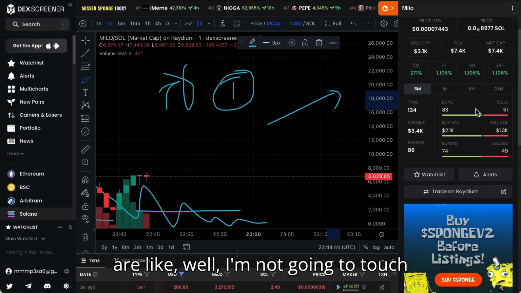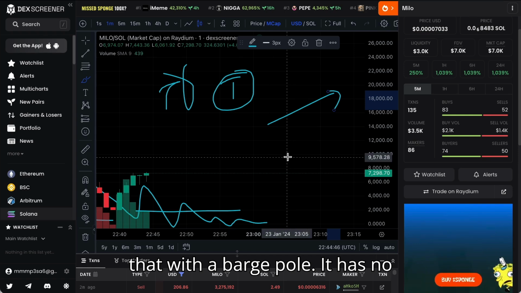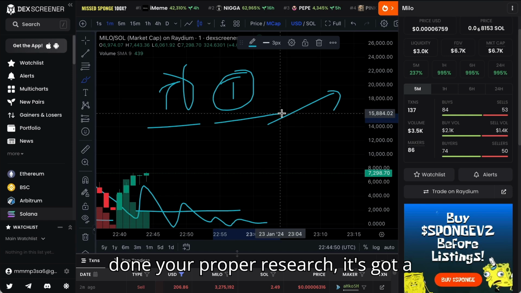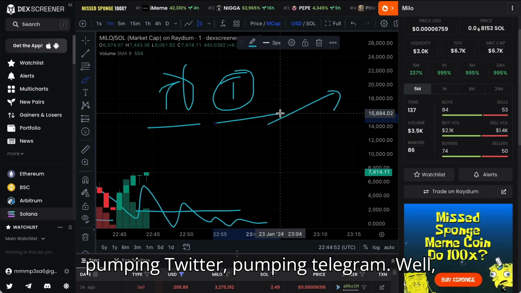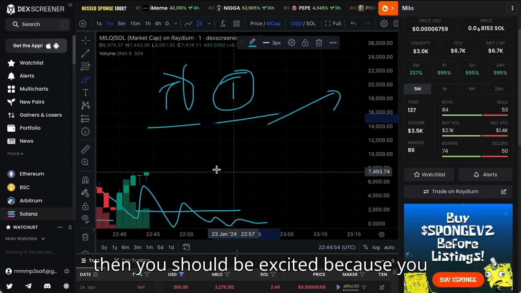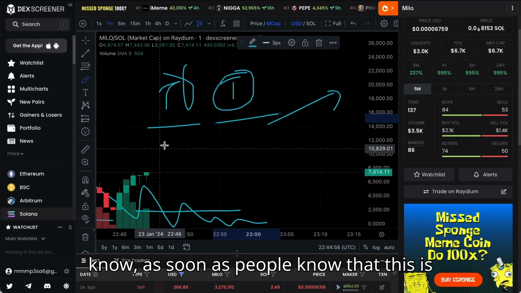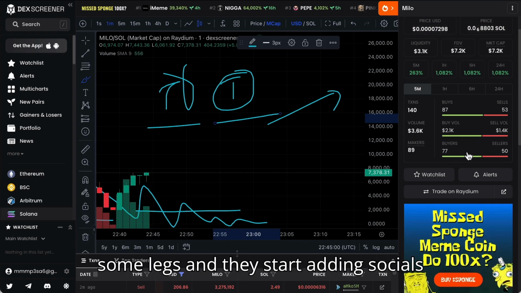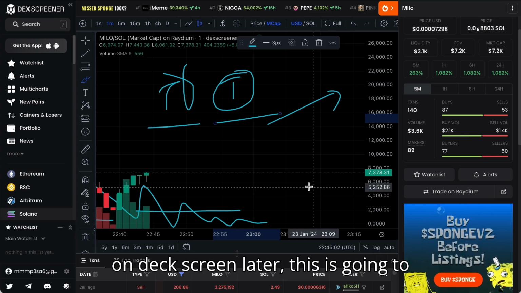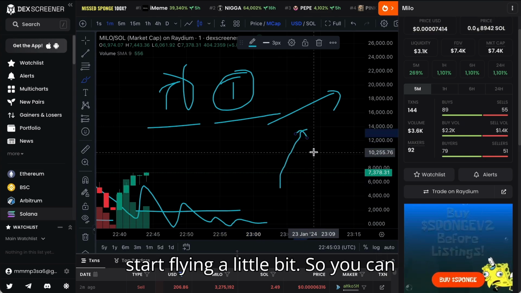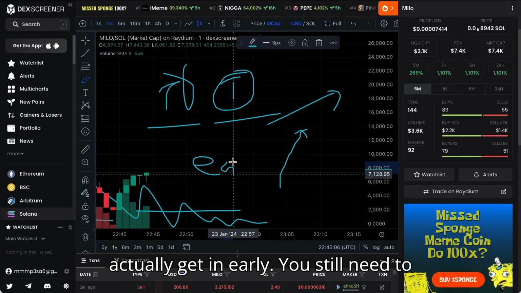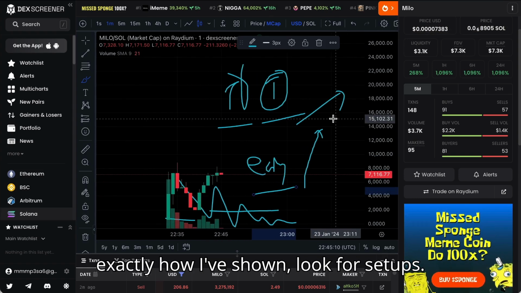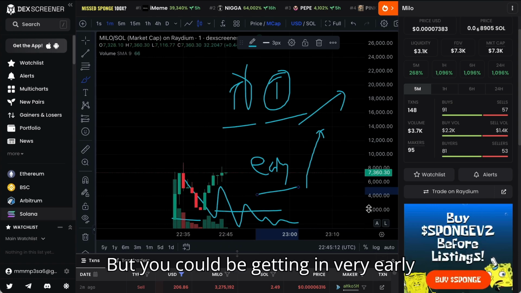And most people are like, well, I'm not going to touch that with a barge pole. It has no socials. But because you've done your proper research, it's got a pumping Twitter, pumping Telegram. Well, then you should be excited, because as soon as people know that this is a legit project that's got some legs and they start adding socials on Dex Screener later, this is going to start flying a little bit. So you can actually get in early. You still need to do all of your checks, draw up the chart exactly how I've shown, look for setups, but you could be getting in very early there.